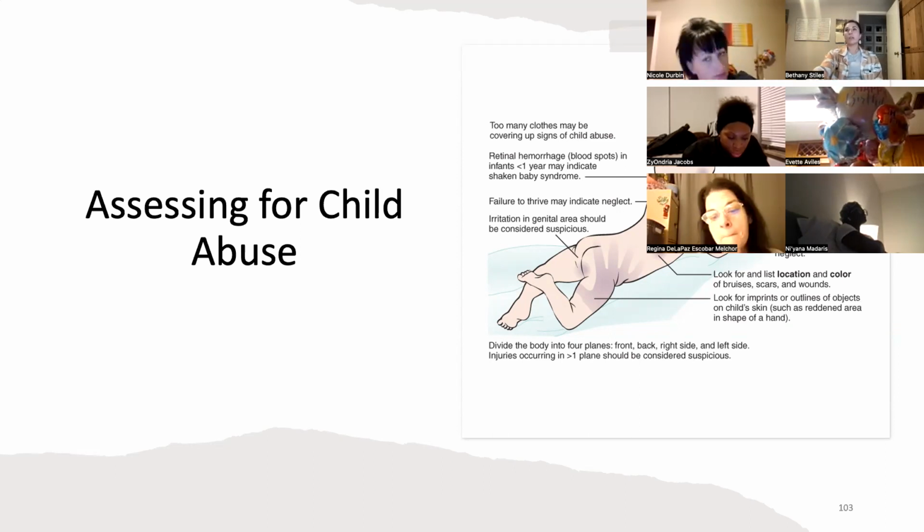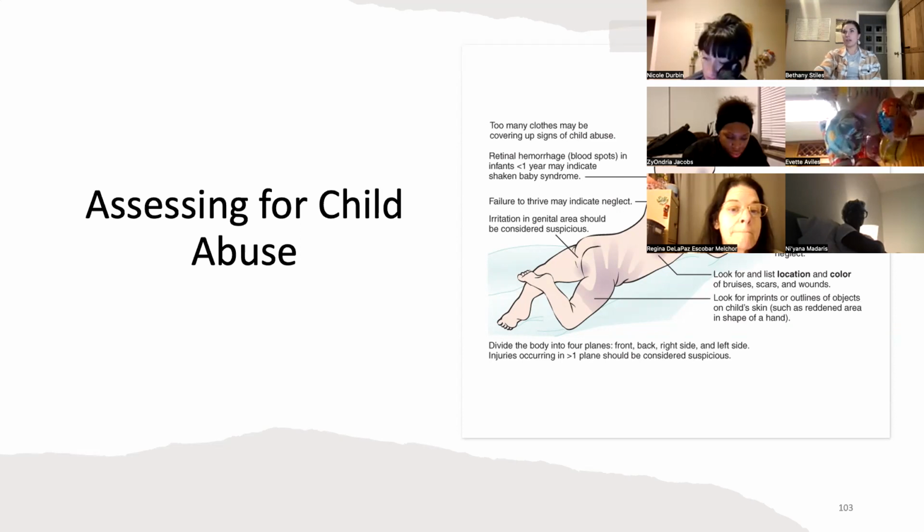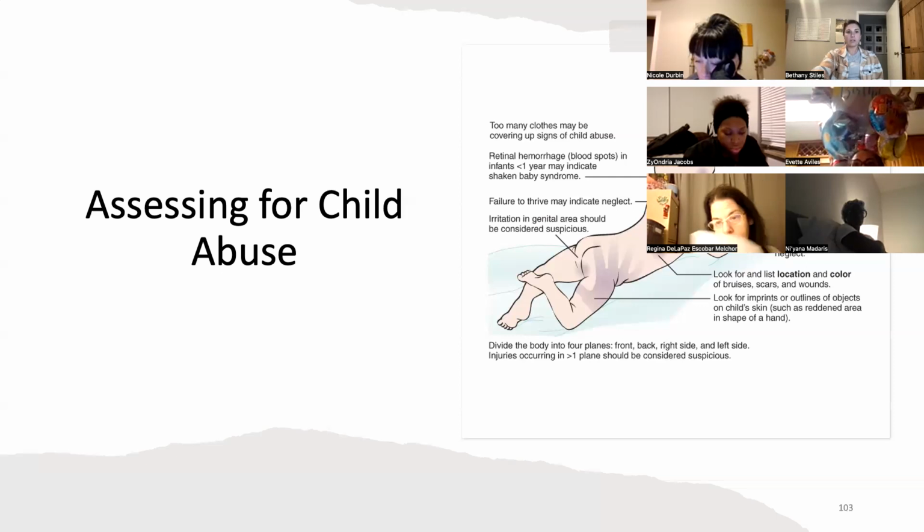We need to make sure that we are believing the child when they tell us they've been abused. And then we look at their story and the parent's story and the injuries and see if they all match. It's important that we don't criticize the parent or the caregiver in front of the child, because they're still going to have that relationship with their parent that we need to maintain.